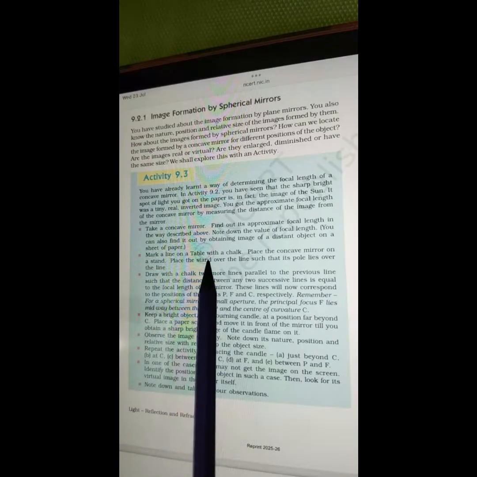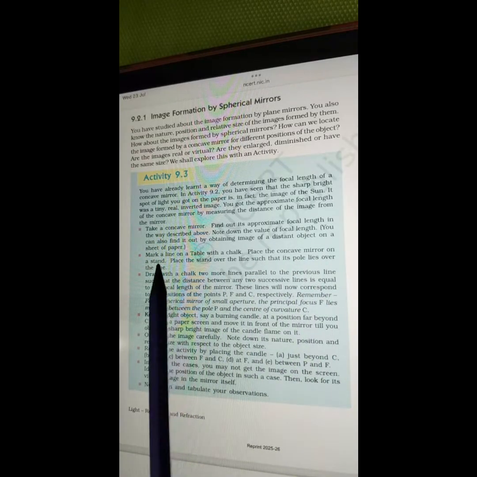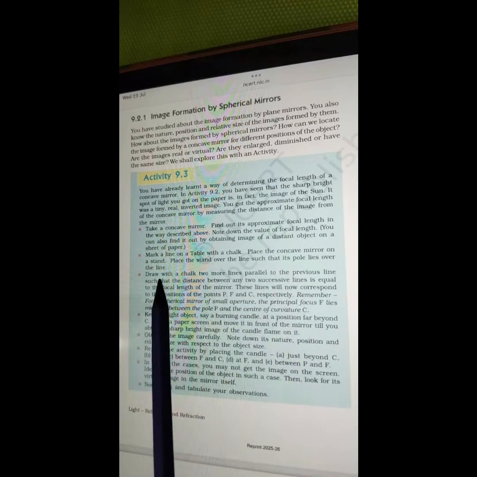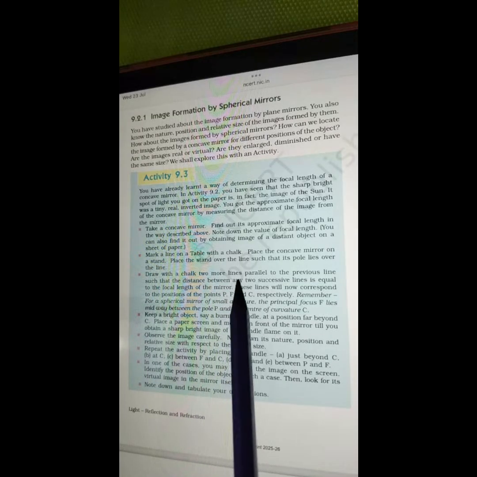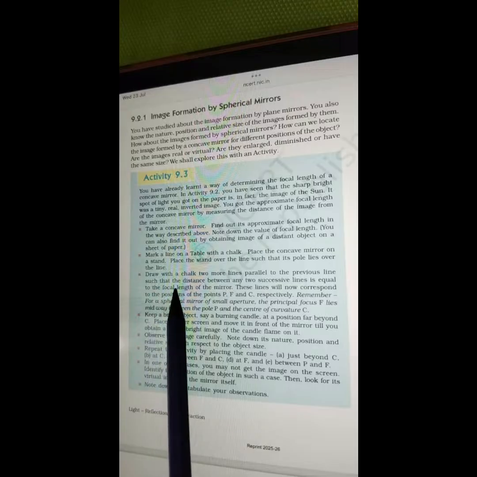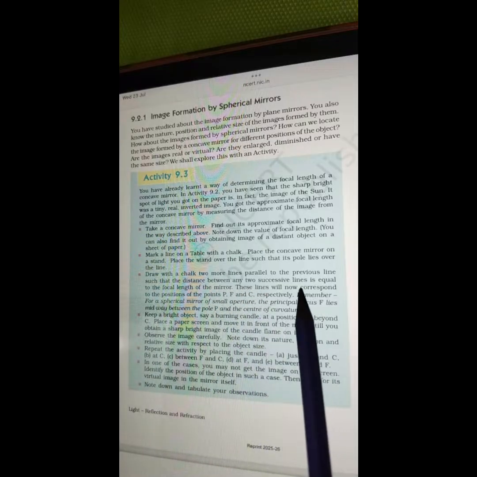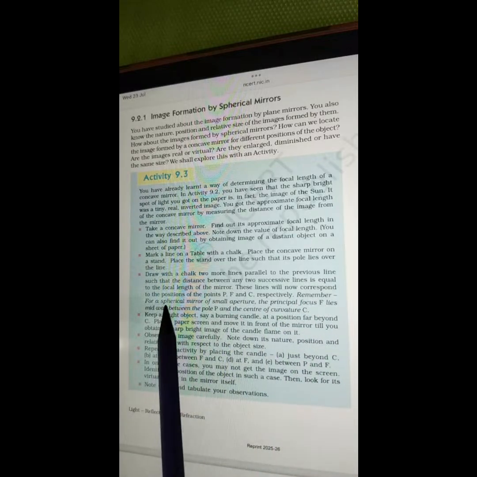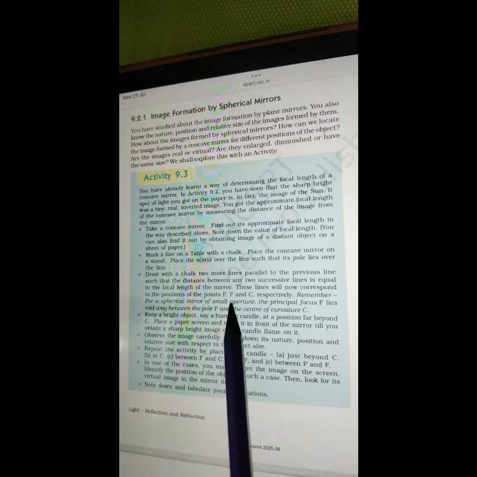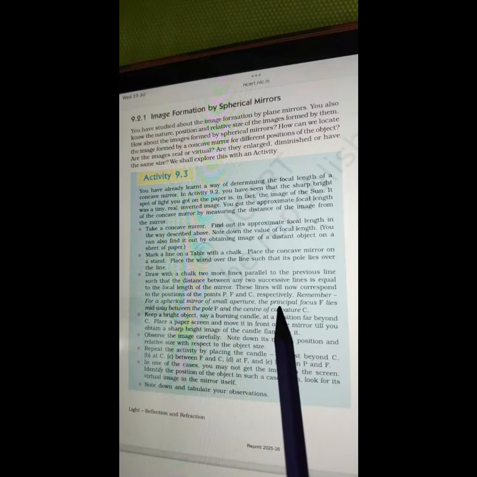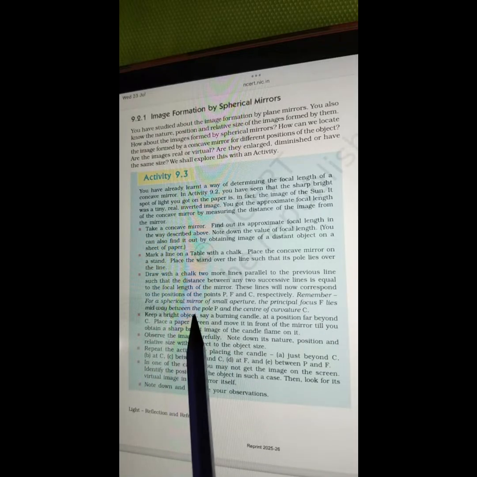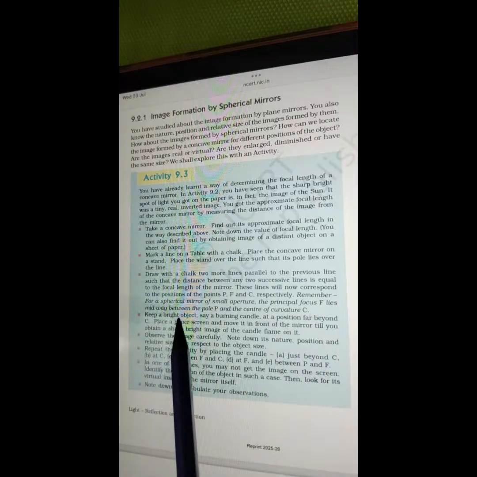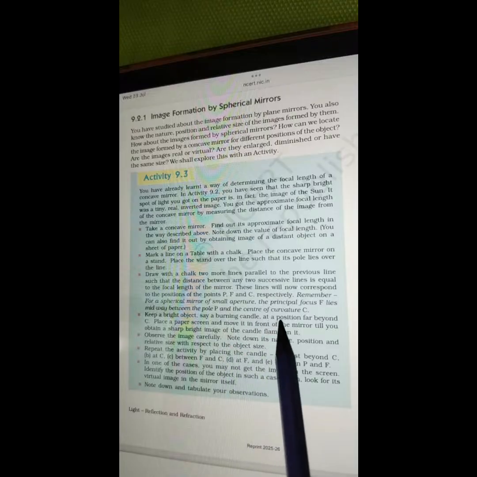Mark a line on a table with a chalk. Place the concave mirror on a stand. Place the stand over the line such that its pole lies over the line. Draw with chalk two or more lines parallel to the previous line such that the distance between any two successive lines is equal to the focal length of the mirror. These lines will now correspond to the positions of the points P, F, and C respectively. Remember, for a spherical mirror of small aperture, the principal focus F lies midway between the pole P and the center of curvature C.